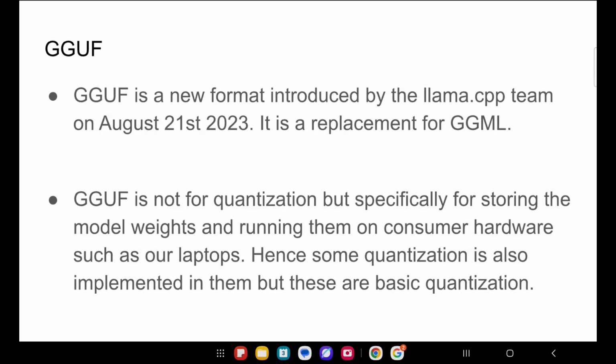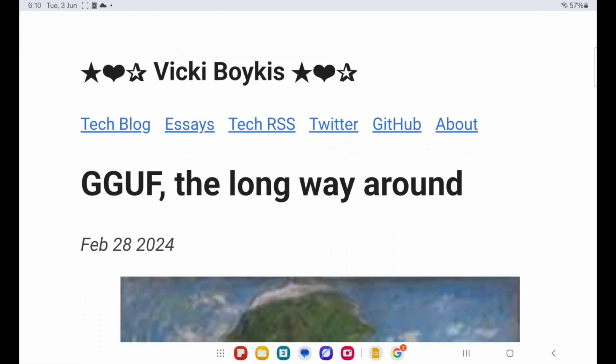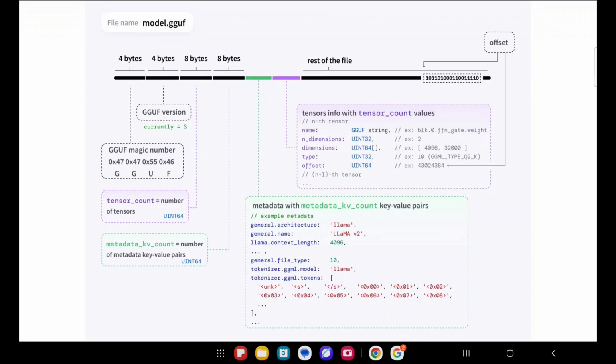Some amount of quantization is also implemented on them, but they are basically linear quantization. There is a nice history about how GGUF came about in this Wikipedia article, GGUF the long way.